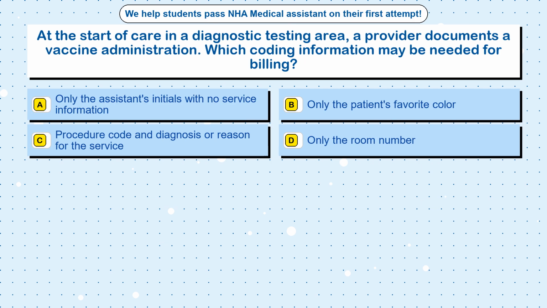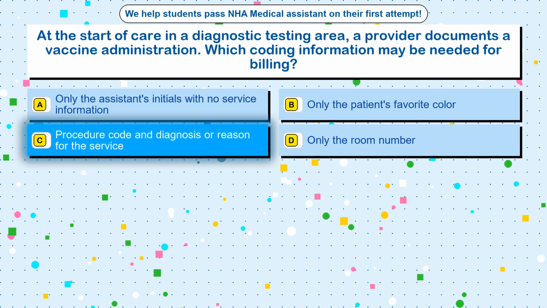Question 68. At the start of care in a diagnostic testing area, a provider documents a vaccine administration. Which coding information may be needed for billing? Option A. Only the assistant's initials with no service information. Option B. Only the patient's favorite color. Option C. Procedure code and diagnosis or reason for the service. Option D. Only the room number. The correct answer is option C. Procedure code and diagnosis or reason for the service.